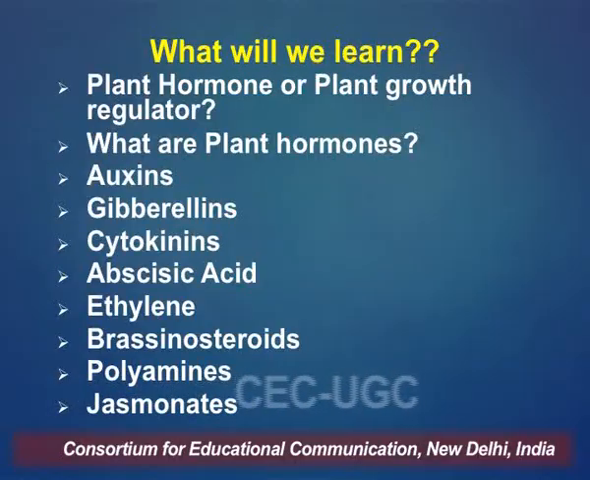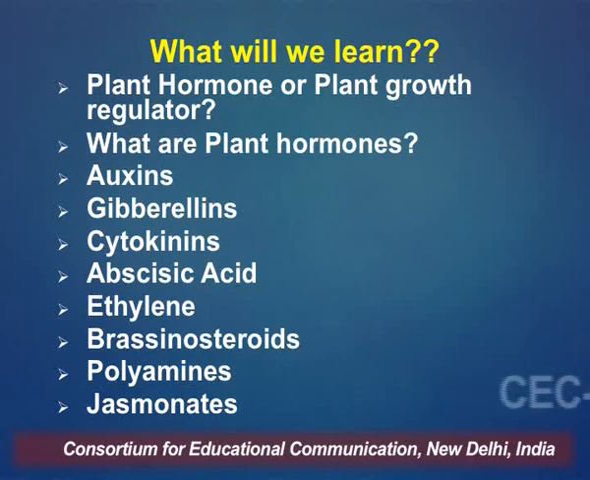Now in this lecture series, we are going to discuss whether plant hormone is the correct term or we should use plant growth regulator. Then what are these plant growth regulators or plant hormones? Then we will discuss different types of these chemicals with special emphasis on auxins, gibberellins, cytokinins, abscisic acid, ethylene, brassinosteroids, polyamines and jasmonates. And we will discuss the various physiological effects that are exhibited by these chemicals, these growth regulators or plant hormones, on the plant body.